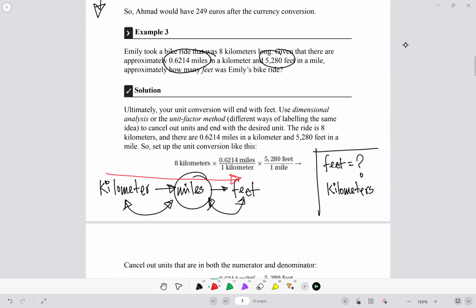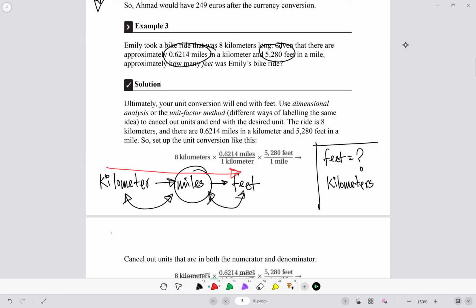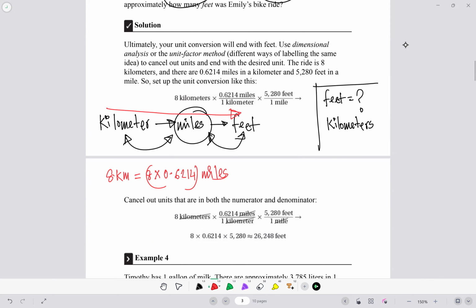So now 8 kilometers is equal to 8 into 0.6214 miles. So 8 kilometers equals this many miles. If you multiply this 8 into 0.6214 miles by 5280, then you get the feet answer. So this is going to be the answer.